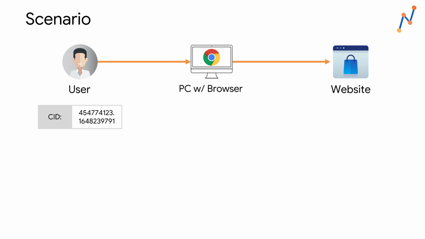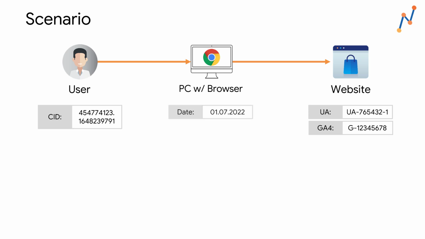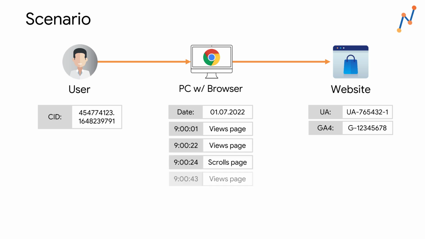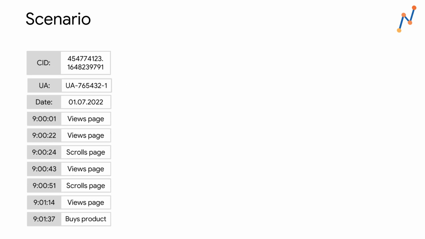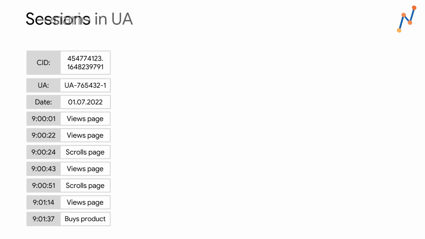Since the website in this scenario is tracked with both, there's a tracking ID for Universal Analytics and a measurement ID for GA4. So let's say the user has opened the website's homepage on July 1st and then exhibits the following behavior. He visits a page, then clicks on another page, scrolls down that page, then opens another page, also scrolls down that page, clicks on another page, and finally buys a product. Now let's see how this behavior is being processed in Universal Analytics.